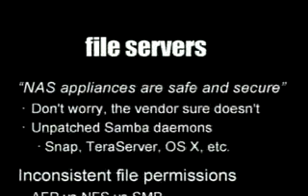So we're going to talk about several different things, starting off with file servers. Network-attached storage systems are safe and secure. Don't worry, because the vendor doesn't really care. A lot of these types of systems have unpatched Samba daemons. They're basically providing shares to Windows boxes using SMB protocol, and they don't necessarily use the latest, greatest patched versions. So there's some examples of this. One of my favorites is OSX, and we'll go into some examples about that in a minute here. There's inconsistent file permissions for different protocols.